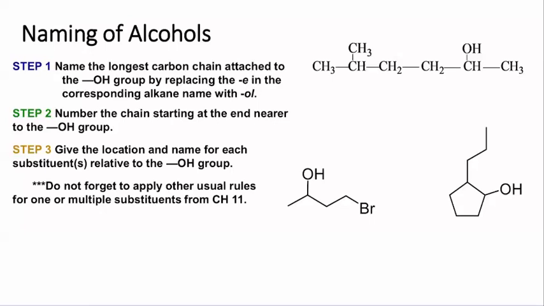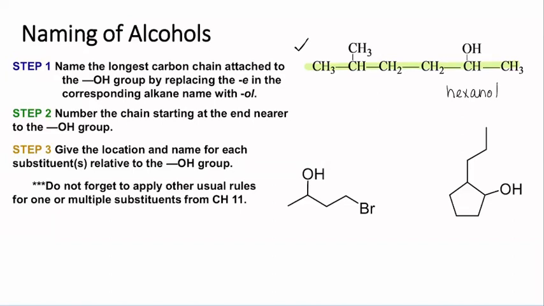How many carbons are in the longest carbon chain of this structure? The first one on the top, how many carbons are in the longest carbon chain? Excellent, you guys got this. Six carbons. So my alkane name for six carbons is hexane, okay? Now, because I'm dealing with an alcohol, I'm not going to call it hexane, I'm going to call it, great job, Alexa, exactly, hexanol.